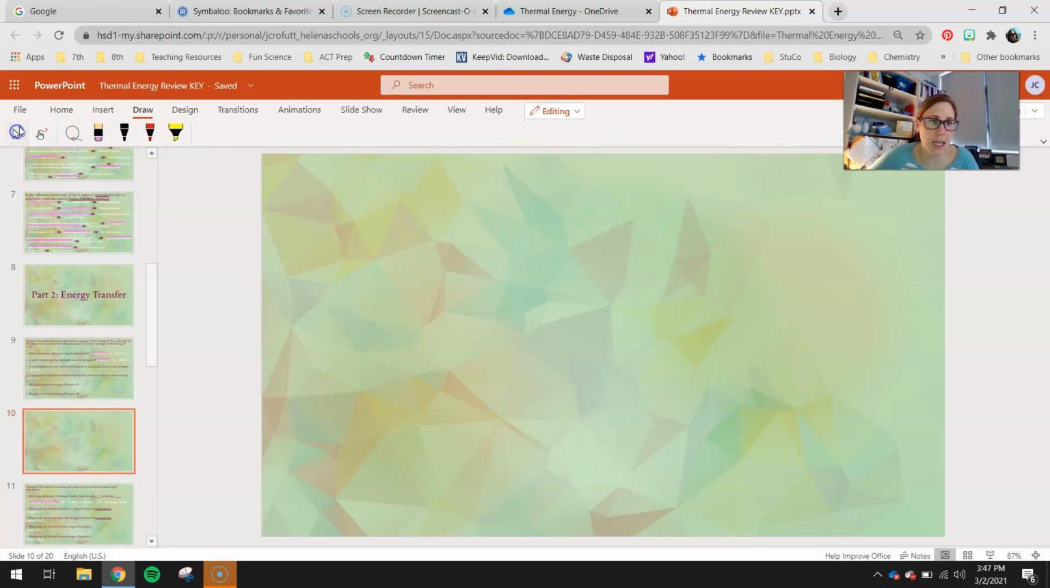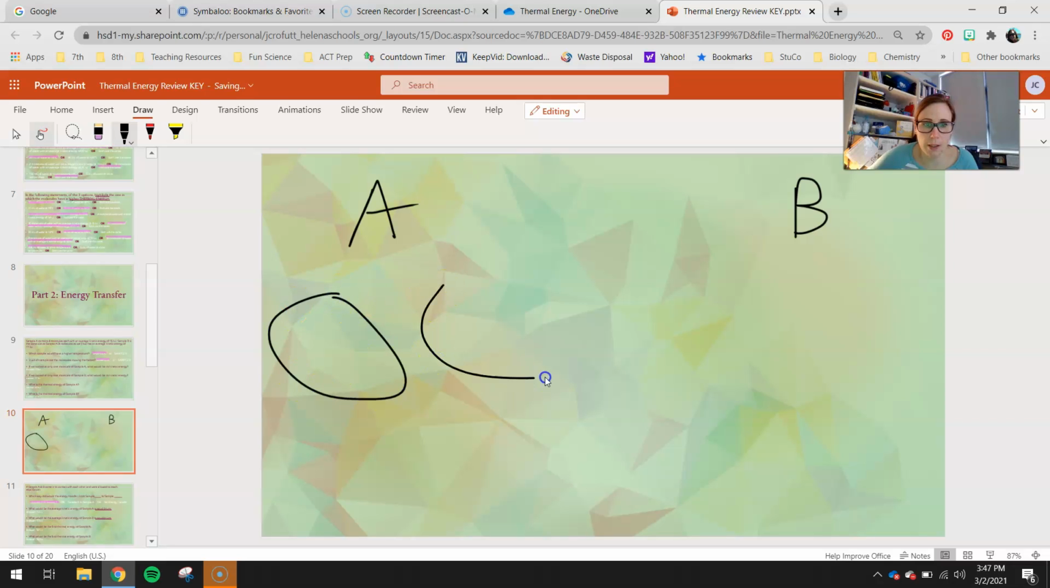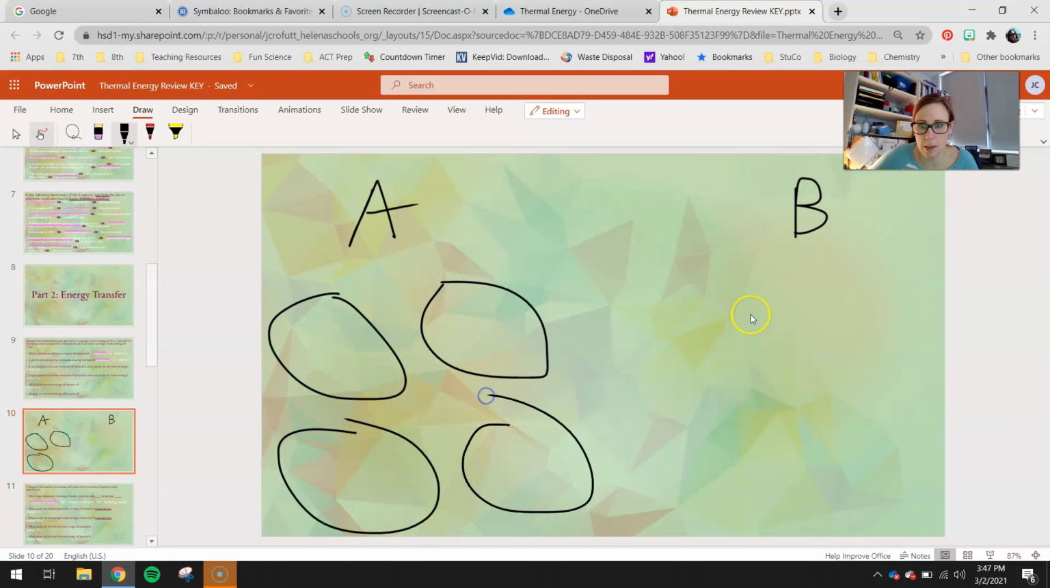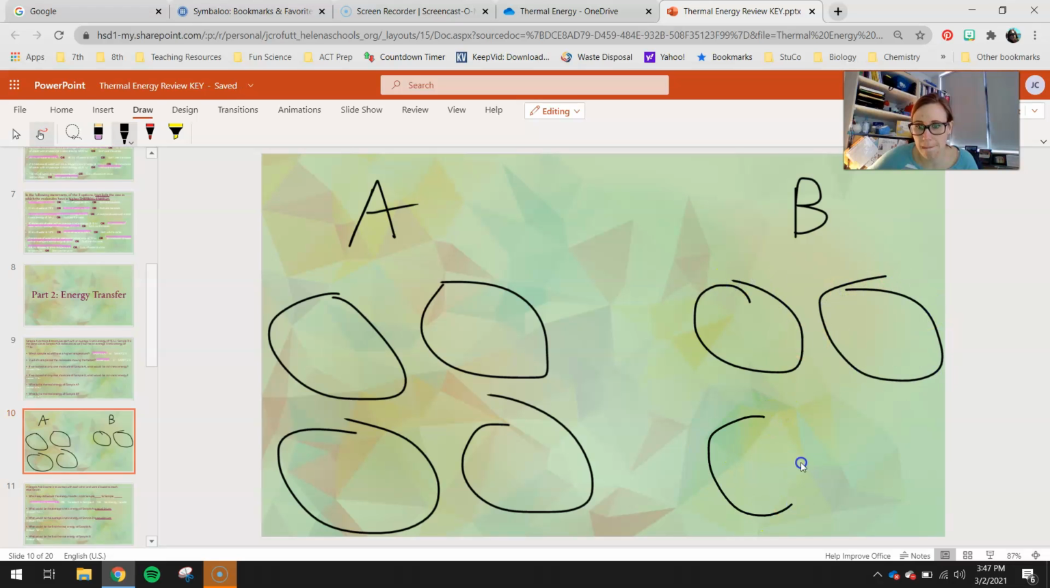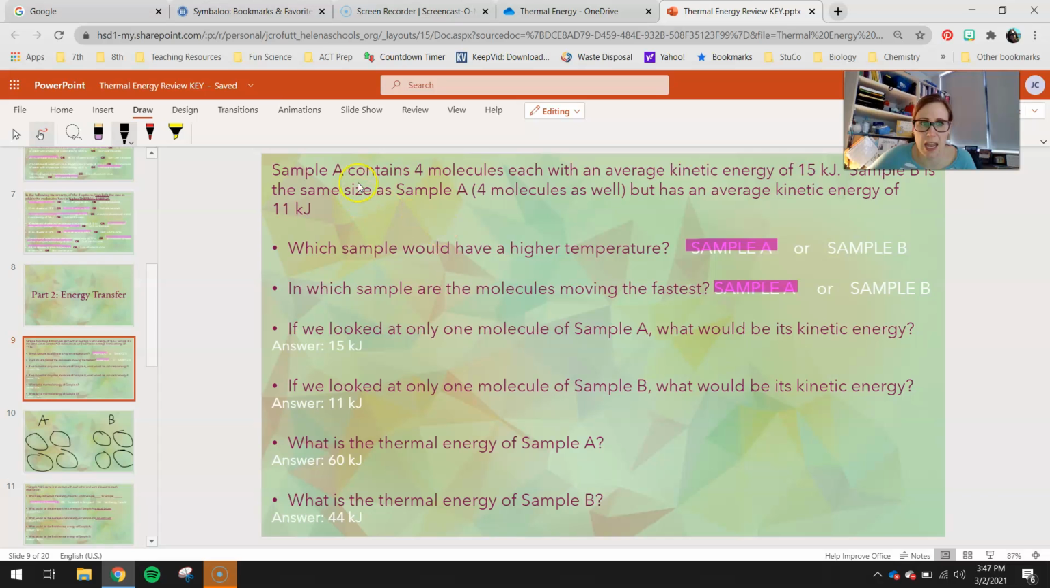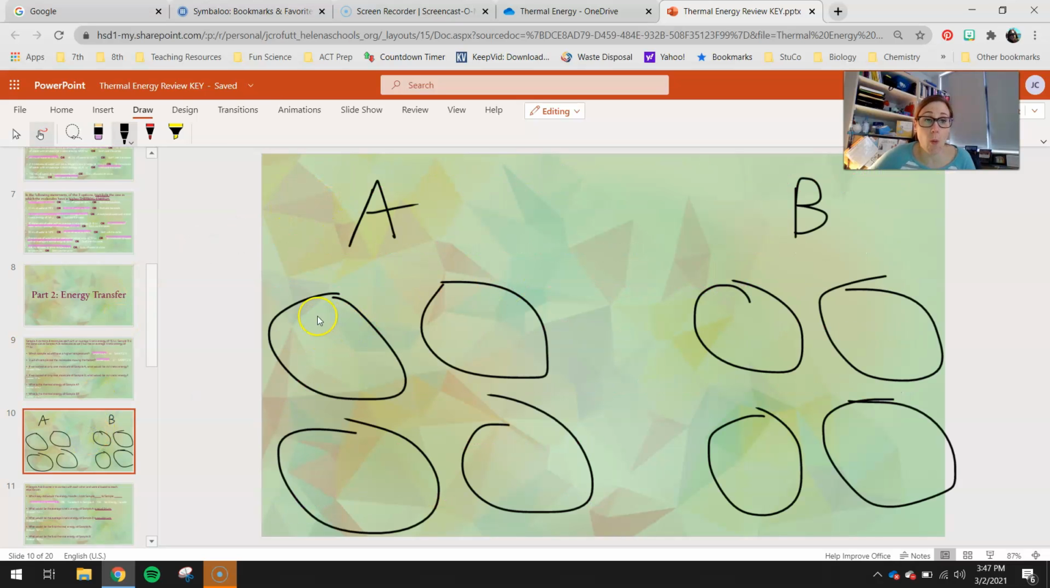Okay, so I have sample A and sample B. This is my A, this is my B, and each of them has 4 molecules. Those are some solid molecules. You could do little X's or little dots, but what we see is that sample A has an average kinetic energy of 15 kilojoules and B has an average of 11 kilojoules. So if we look at one molecule in A, it would have 15 kilojoules. This molecule would have 15, this would be 15, and this would be 15.